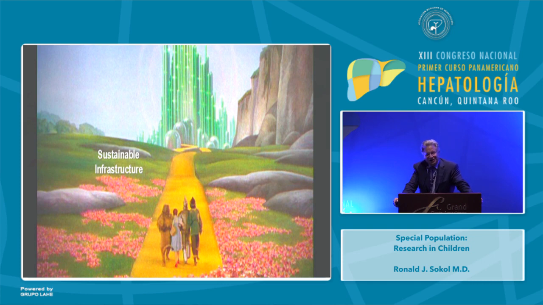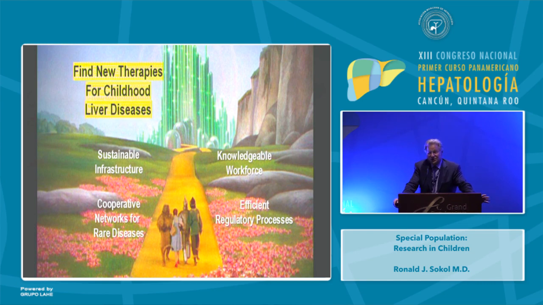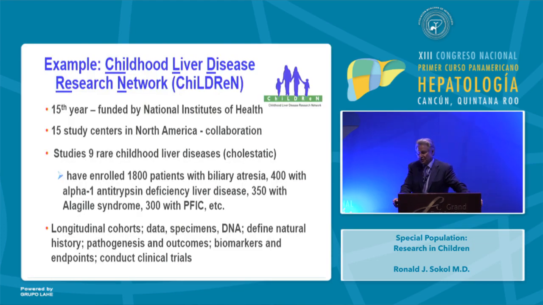So our goal is generally to find a sustainable infrastructure to perform clinical trials in children, to develop cooperative networks, consortia, that can work together, because again, when you're dealing with rare diseases, no single center will see enough patients, to develop and train a workforce, and that's part of why we're here now, that's knowledgeable and understands how to conduct clinical trials, and then to be able to manipulate and use the regulatory system to develop processes that are efficient so one can get these done in a reasonable period of time, again, with the overall goal to find new therapies for childhood liver disease.